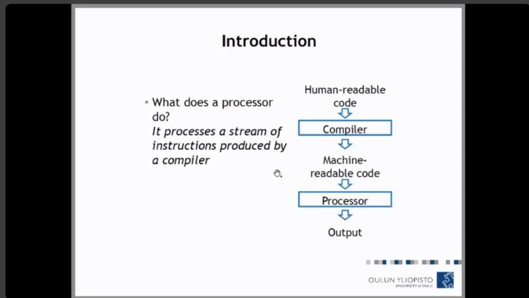Now we can't have programmers write directly in machine code, or know the instruction set of each processor. That would be a very difficult task. So we have compilers that compile human readable code like C, C++ into the machine code, and that compiler generated machine code will be fed into the processor.